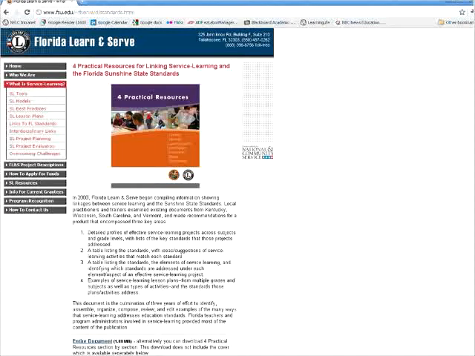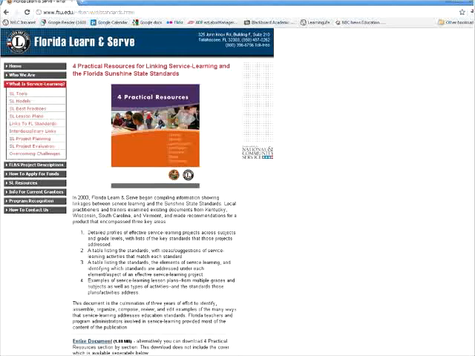This document comes from this other document called 4 Practical Resources. It's available online if you just Google Florida Learn and Serve and 4 Practical Resources. And this is a really comprehensive booklet that is all downloadable, and it goes through the Florida State Standards, standard by standard, and connects it with service learning project ideas that can go along with each of those standards.